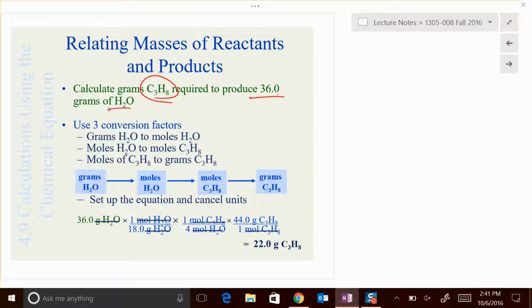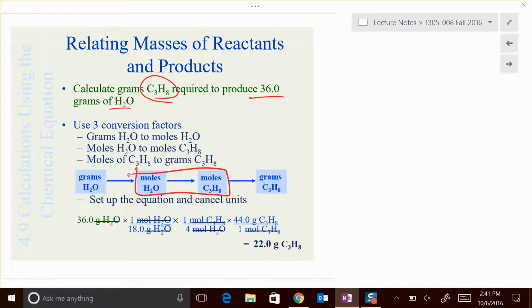So, how am I going to convert from water to C3H8? Can I go from 36 grams of water to the grams of C3H8 in one step? I can't do that, because I can only convert from one thing to another thing in what units? Moles. That's the stoichiometry step: moles of water to the moles of C3H8.